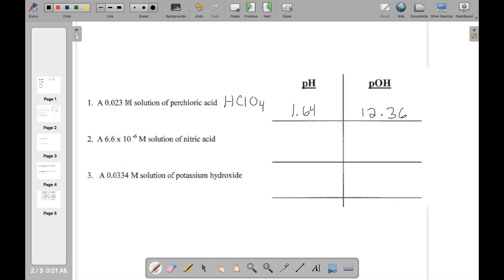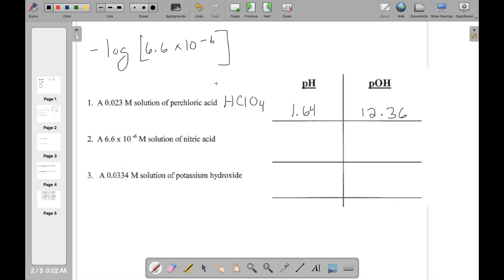Instead of giving us a nice little molarity and a small number here, they're going to give us this number in scientific notation. This is nitric acid, which yet again is going to be a 1-to-1 ratio, so we don't have to worry about the dissociation. And yet again, I'll just take 6.6 times 10 to the minus 6, because that is my concentration. And I will put this in this minus the log of this number. So I'm going to go ahead and do that on my calculator.